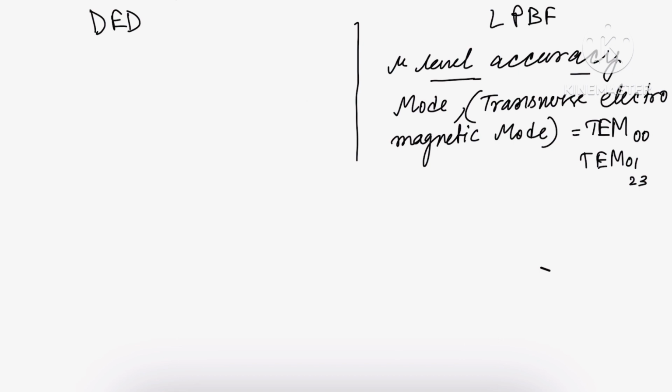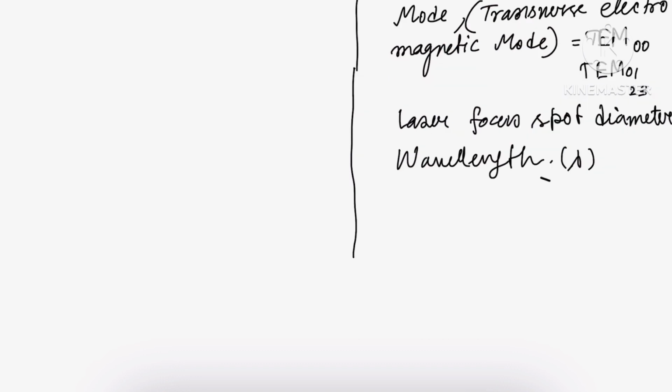The next one is the laser focus spot diameter. Wavelength also plays an important role. So these three are the main important parameters of the laser, due to which we can achieve the micron level accuracy. In case of LPBF, a fiber laser is used. In case of DED also, fiber lasers are used. Apart from fiber laser, diode laser, Nd:YAG laser, and CO2 lasers are also used in case of LPBF.